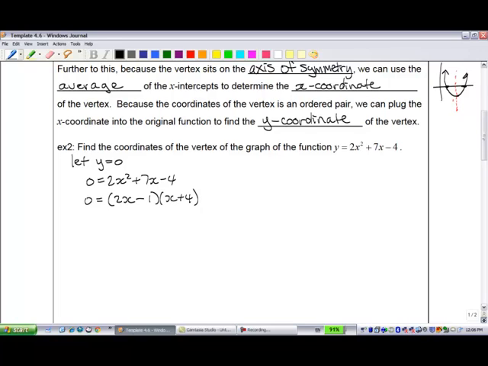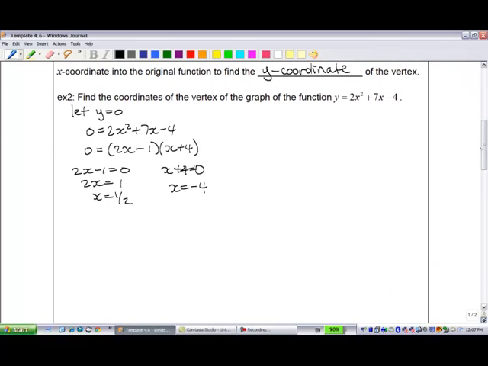We end up with either 2x minus 1 equaling 0, which is 2x equals 1, which is x equals a half. So there's one of the zeros. And we have x plus 4 equals 0, which leaves us with another x-intercept, or zero, of negative 4. So we could sketch that way, and that helps. But we could certainly find the x value of the vertex, which we write as x vert, by finding the average of those two values.